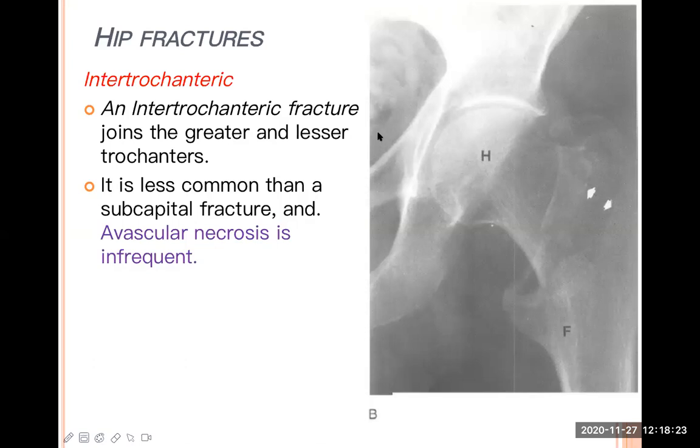So this is intertrochanteric fracture, which is between the greater and lesser trochanter, and it is less common than a subcapital fracture. And of course, avascular necrosis is infrequent here. Okay, infrequent means it is not very common. Why is it not very common? Because the chances of damaging those blood vessels which are going up is not very common. That's why the avascular necrosis is infrequent or less common in intertrochanteric fracture.